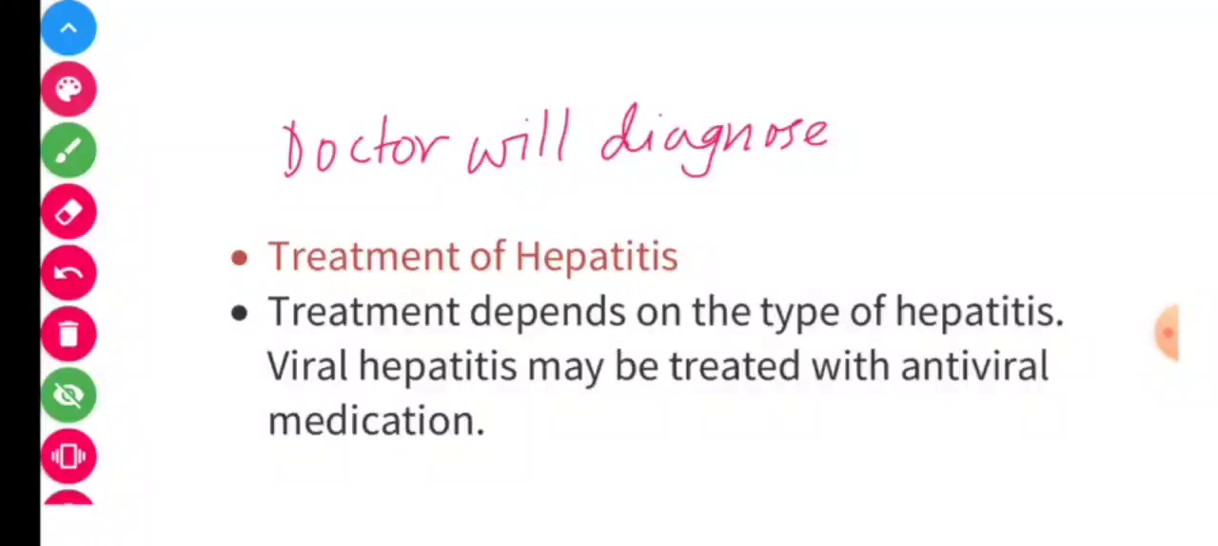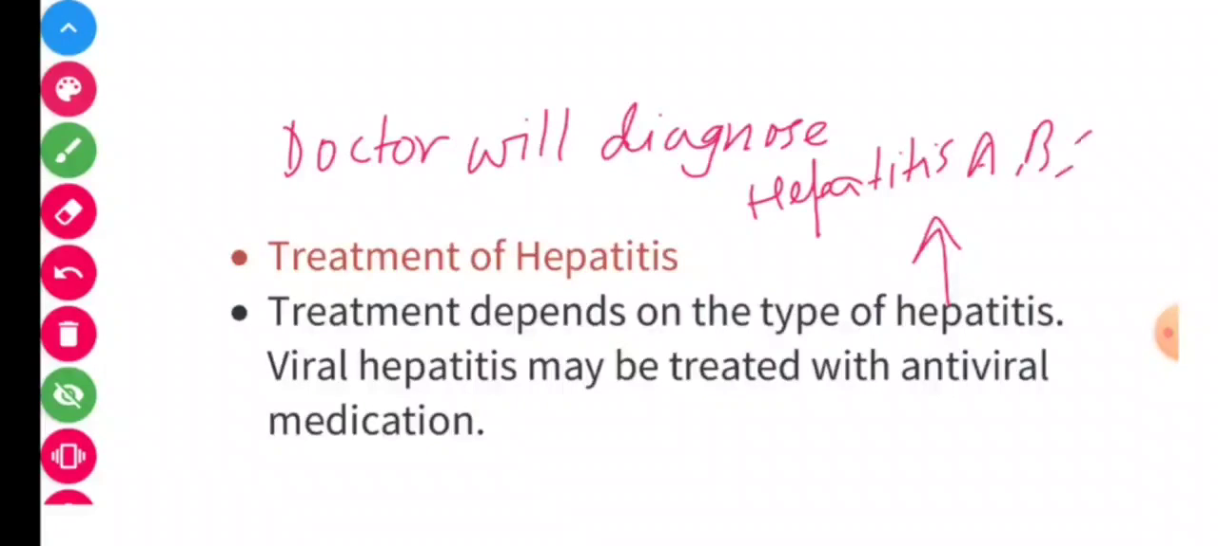The treatment of hepatitis depends upon the type of hepatitis. As you know, hepatitis is of 5 types: hepatitis A, B, C, D, E. So depending upon the type of hepatitis, the medicine is given to the patient. Viral hepatitis may be treated with antiviral medicines, as I already told you. The patient who is suffering from hepatitis A, B or C must be given antiviral medicines.